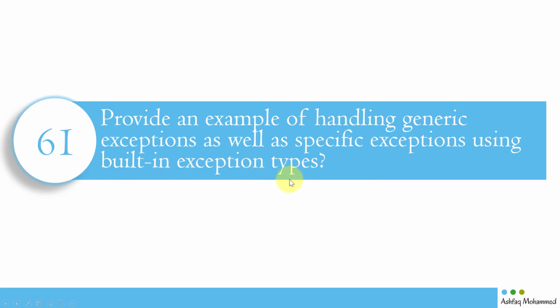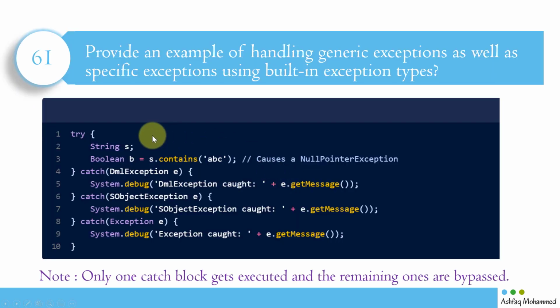Now that we have seen built-in exceptions, I've also explained generic exception. Like, instead of writing DML exception, just write exception, which is nothing but a generic exception. So how to write the code? If your interviewer asks you, you can explain the code as well. So I've given you an example of all those things.